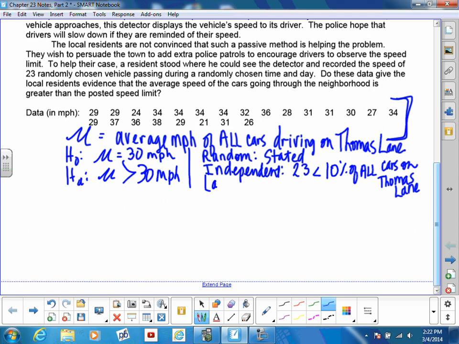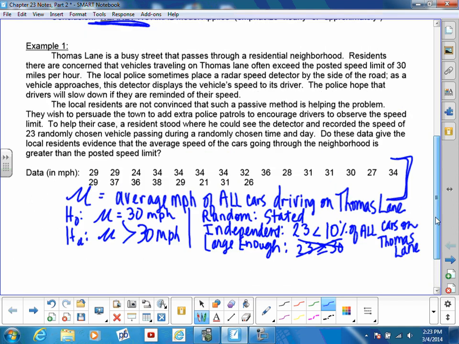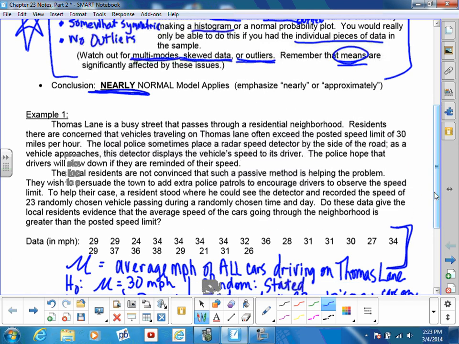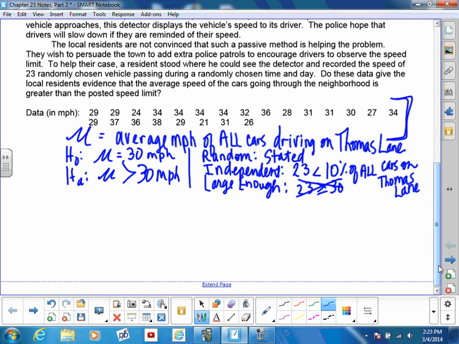Are large enough to see if we got something nearly normal going on. And we go, oh no, 23 is not greater than 30. Yikes. Okay, so, oh wait, there's hope. What could happen? Okay, do they tell us up here that we got a normal model of the population? Oh, curse you, problem. Okay, so now I have to do a what to fix that?